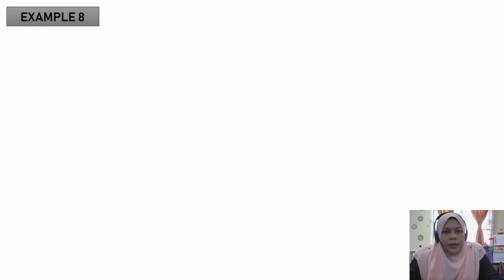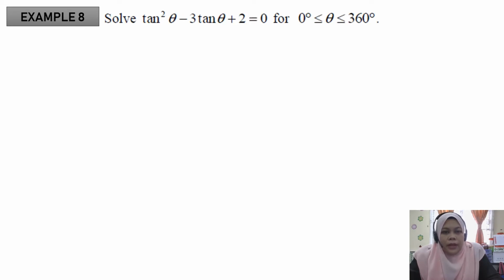Alright, so look at the next example. Example 8. Now we have a quadratic trigonometric function. Example 7 just now was a linear trigonometric function, so this is a quadratic trigonometric function. We can easily find the factors using the calculator. Just press A equals 1, B equals -3, and C equals 2. Then you will get the factors.